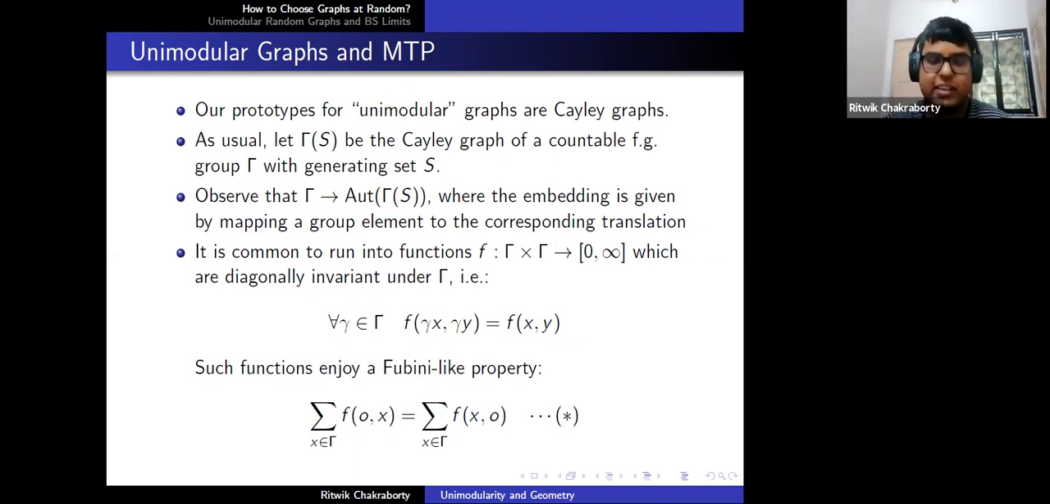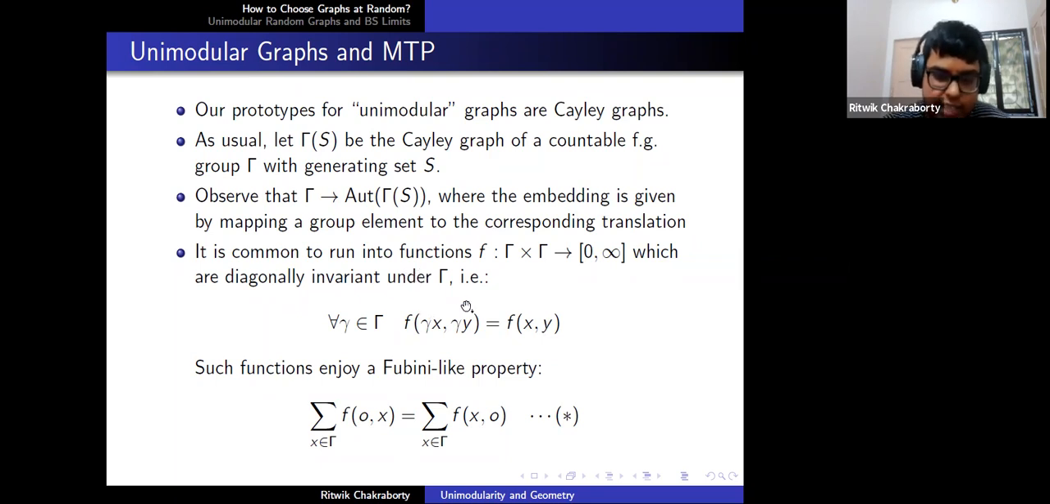Right. So now we really enter the main player of our talk, which is unimodular graphs. Prototypes for unimodular graphs are essentially Cayley graphs. Having taken some countable group gamma and generating set S, we've already seen how left multiplication of group elements corresponds to translations, right? It is common to run into functions on two-tuples of the vertices of gamma, which are non-negative and diagonally invariant under the action of gamma, which means that f(γx, γy) is equal to f(x, y) for any group element x, y, and any group element γ.